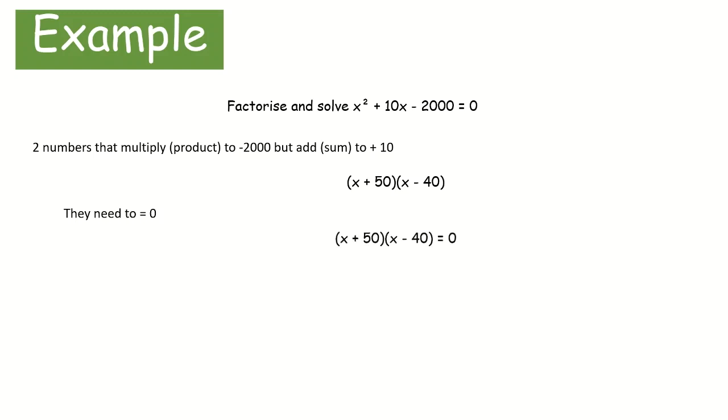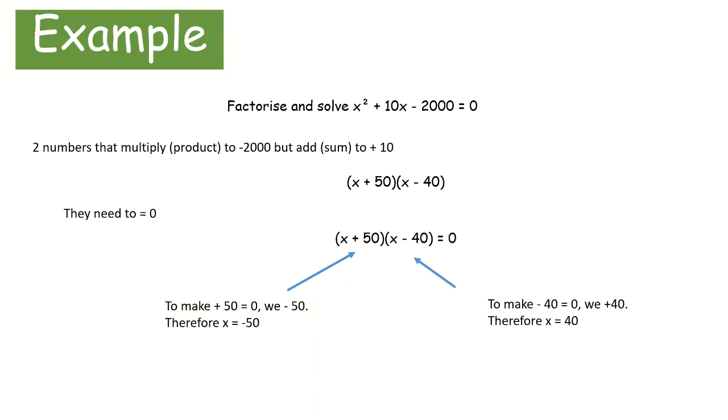Again, make them 0. To make plus 50 0, you subtract 50, so x is minus 50. To make minus 40 0, we'd add 40, so x is 40. Now here, you've got to use your common sense a bit. Can you have a length of field that's minus 50 meters? You can't. Therefore, I'm going to have to use x equals 40 as my value.